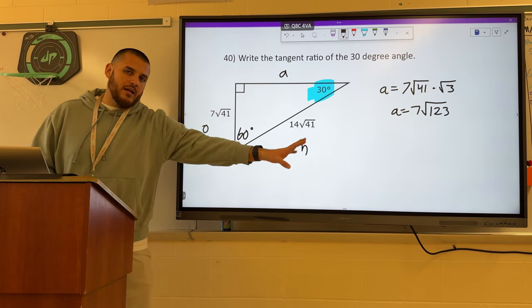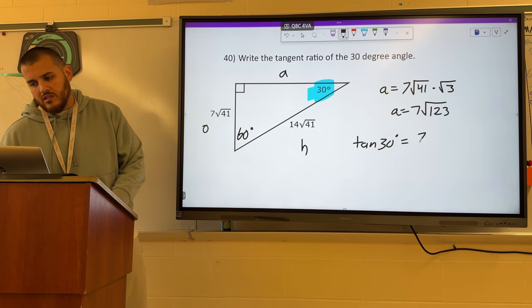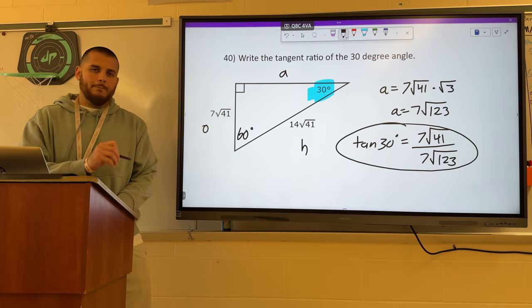So that would be my adjacent side. And now I can write that tangent ratio of 30 degrees. Opposite over adjacent, so opposite was 7 root 41 over adjacent, which is 7 root 123.